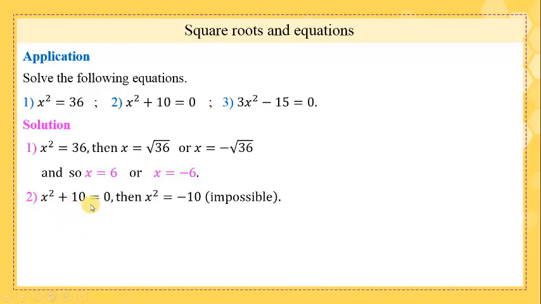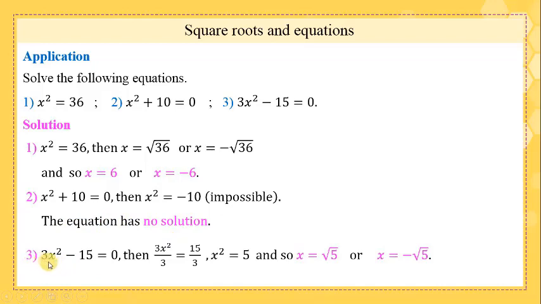Number 2. x squared plus 10 equals 0, then x squared equals minus 10, which is impossible because any number to the power 2 must always be positive. Then the equation has no solution. Number 3. 3x squared minus 15 equals 0, then 3x squared equals 15. Dividing both sides by 3, we get x squared equals 5, and so x equals radical 5 or x equals minus radical 5.